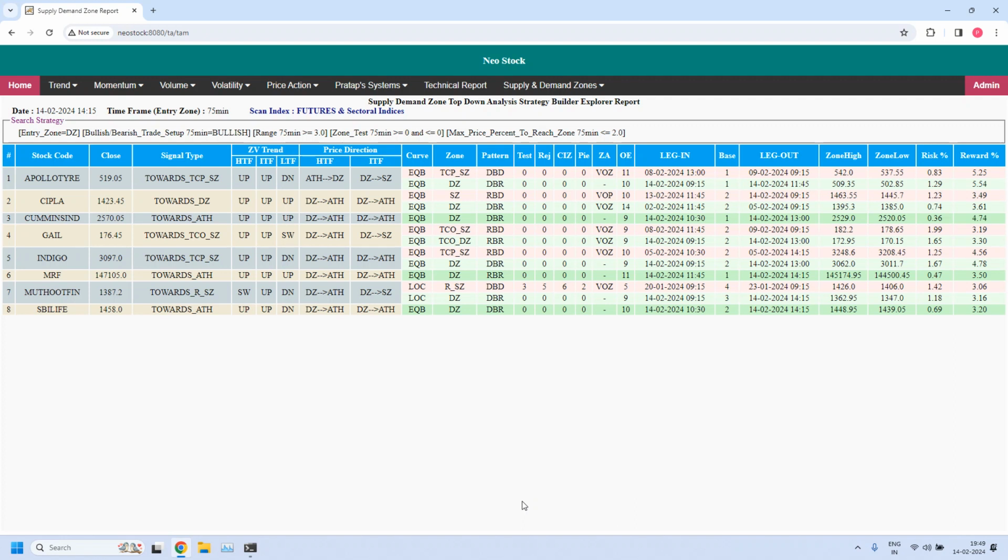Supply is moving towards the demand zone. Look into LTF for price direction. The signal type always tells LTF price direction. Currently, supply is moving towards the demand zone. Maybe if the price falls to within 2% level, we may get an entry tomorrow.